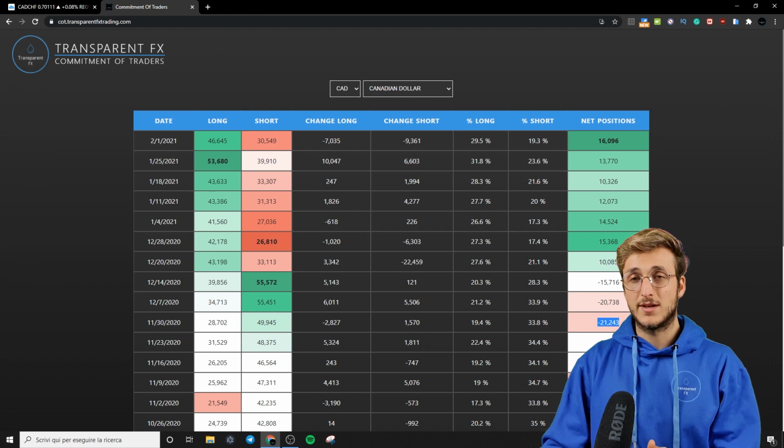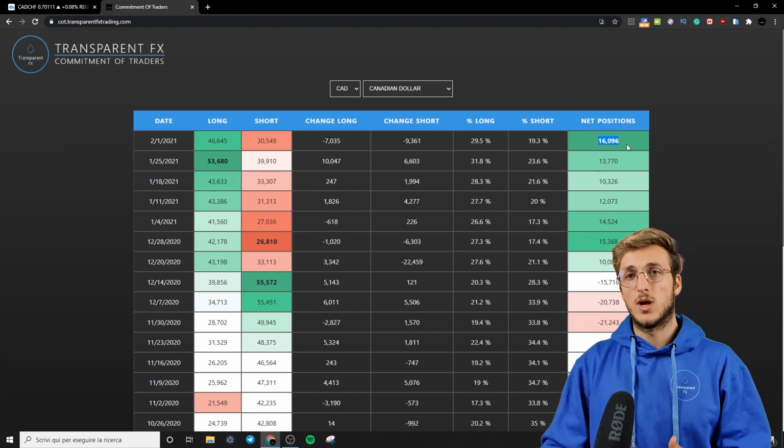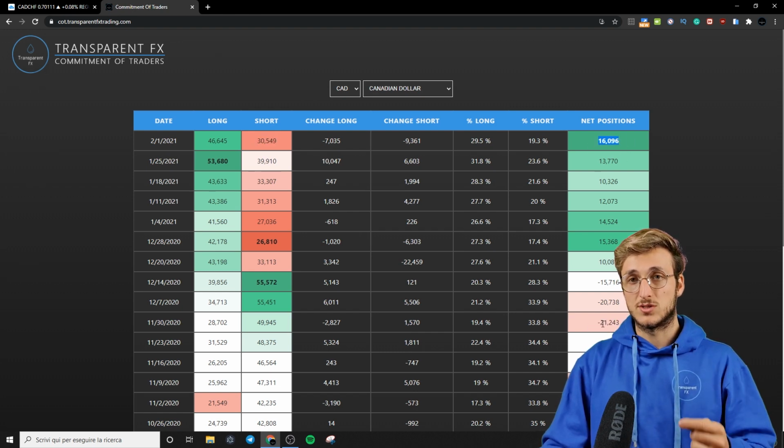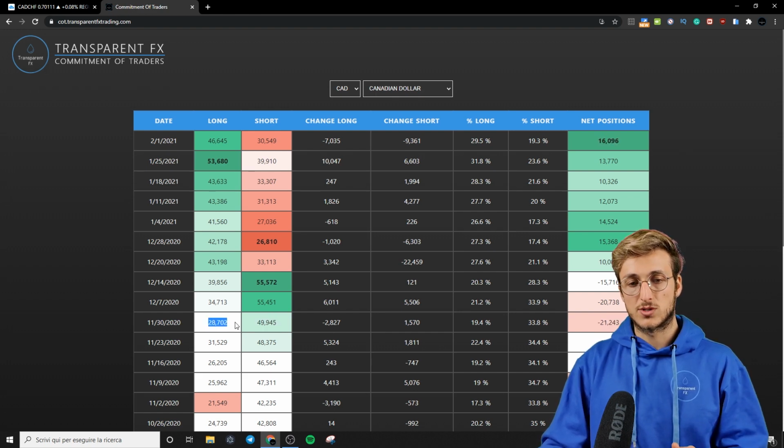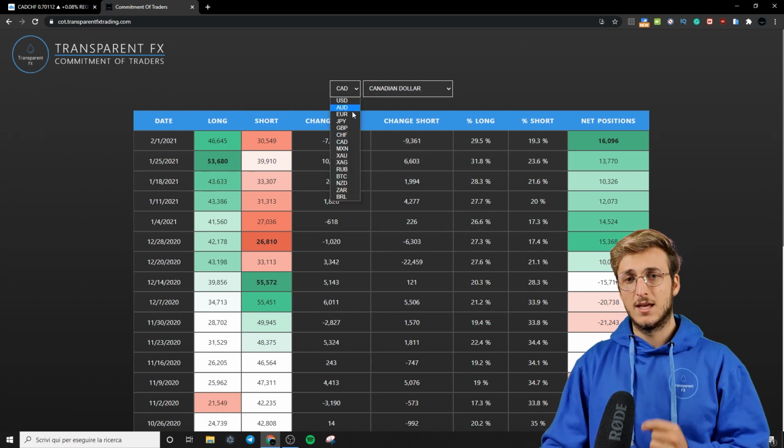We went from having minus 21K net positions to having plus 16K net positions, meaning that we went from having more shorts than longs with 49K shorts and 28K longs, all the way up to having the completely opposite, so way more longs than shorts. So the CAD is pretty strong.